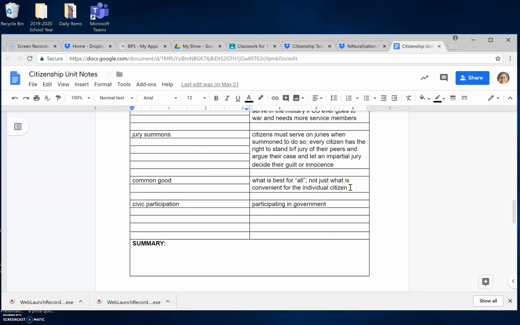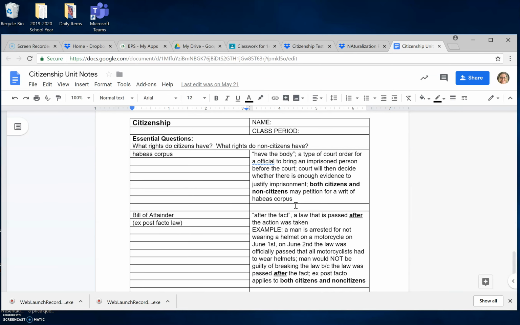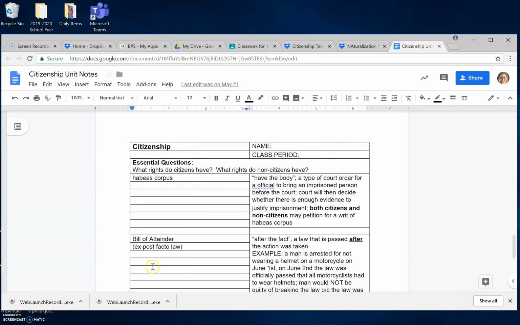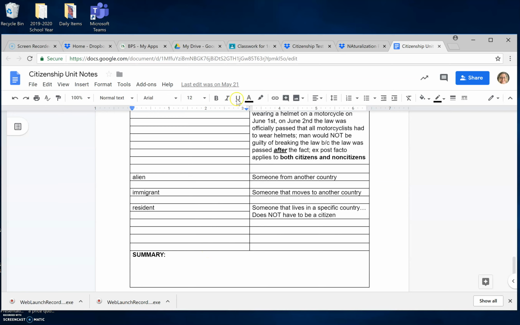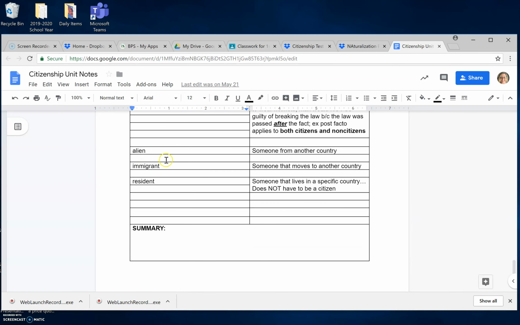Yeah, you have every right to drive 150 miles down I-95. Yeah, that's your right. That's your freedom. But guess what? You don't get to do that. Why? Because for the common good of the person driving next to you, that's just not a good idea. So for the common good, we have speed limits. Civic participation, participating in government. We're not going to worry about these because we're going to cover these terms right here during Bill of Rights. So I'm just not going to cover these. Keep them in your notes because we'll come back to them when we do Bill of Rights.